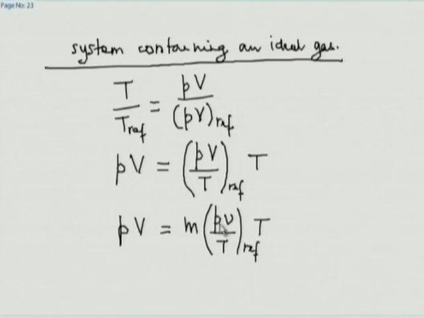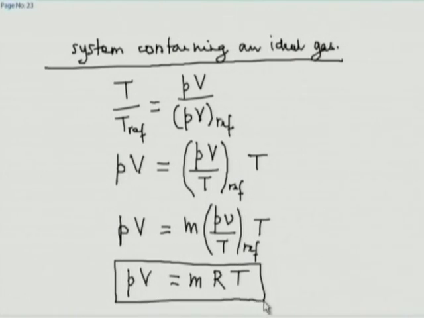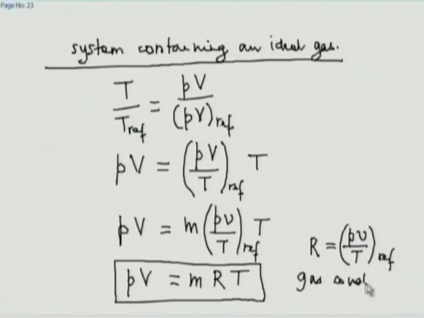Now remember, temperature, pressure, volume at the reference state for a gas, each one is a property. So a combination of properties is also a property, and that combination we write as R, and we end up with PV equals mRT, the equation of state of an ideal gas, where R is defined as PV by T at the reference state, and this is known as the gas constant. For that gas, you take a different ideal gas with a different identity, you will get a different gas constant.